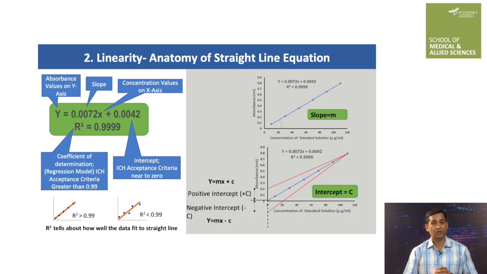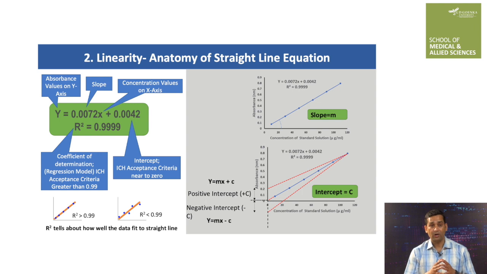The next component of the equation is slope. In this equation, 0.0072 represents the slope of the straight line. Now, what is the slope? The slope, denoted by m, is the angle of the straight line from the x-axis. You can see this in the upper straight line curve. The next component of the equation is x, which represents different concentrations on the x-axis taken as a variable factor. These are the concentrations of standard solutions of API.